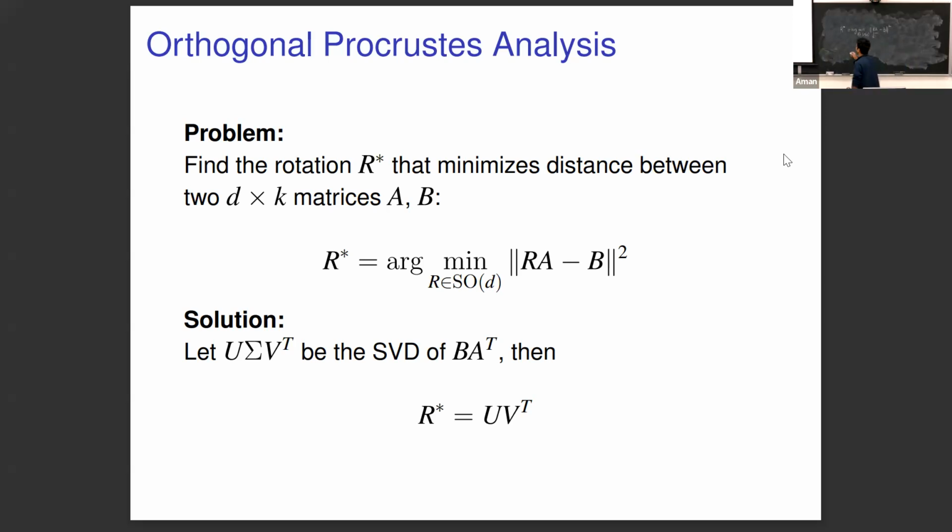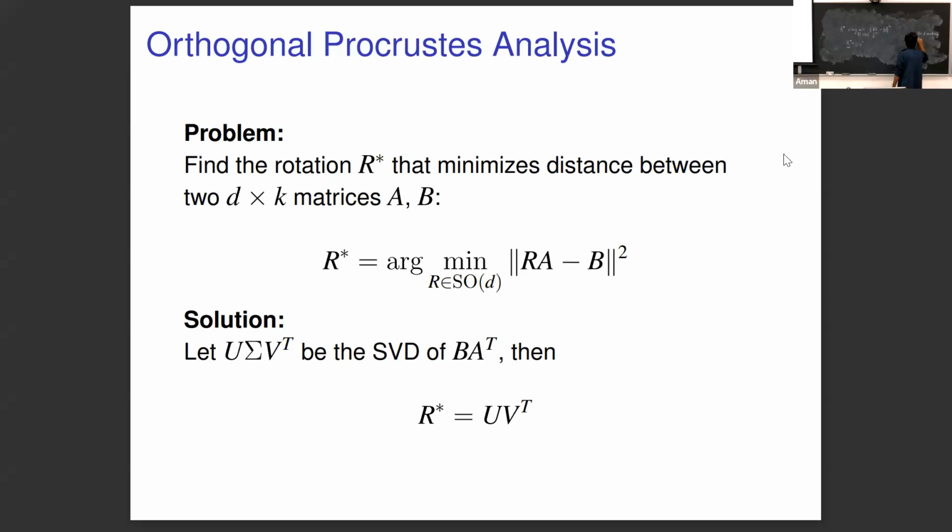Yes, and then you perform SVD, and eventually you will find R star to be equal to U V transpose after the singular value decomposition. Note that this rotation matrix needs to have a determinant of 1. So let me give you some properties of the rotation matrix. The rotation matrix should be a D by D matrix, right? Because it's rotating the whole thing.